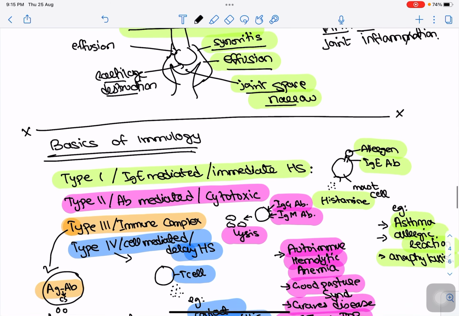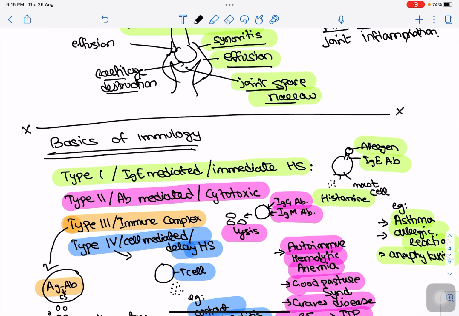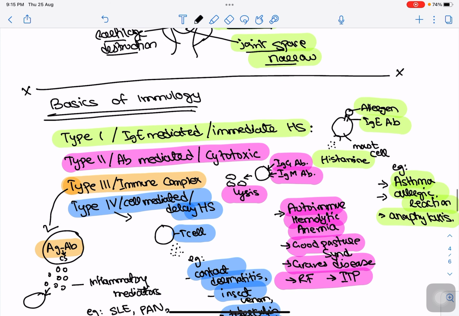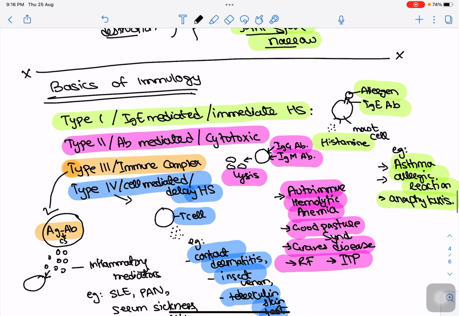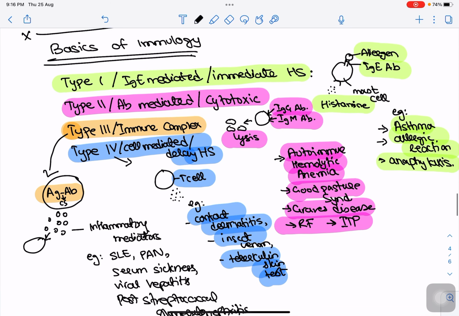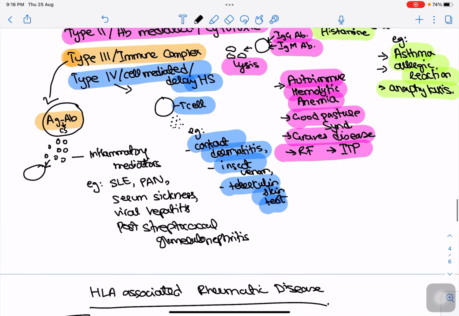Following up with that, four types of immunology reaction: type 1, type 2, type 3, and type 4. Revising the types of reactions: IgE mediated in type 1, antibody mediated in type 2, immune complex in type 3, and cell mediated, T cell mediated in type 4. It's better to remember their mechanism of action along with a few examples that these conditions will be associated with.